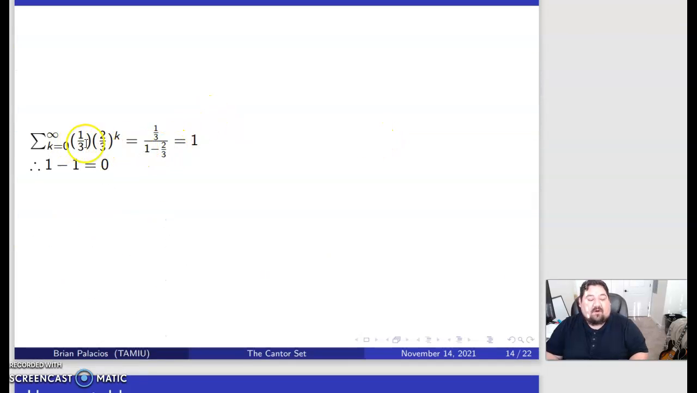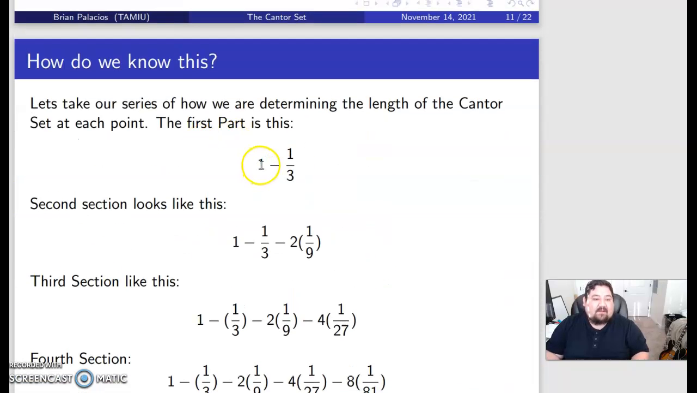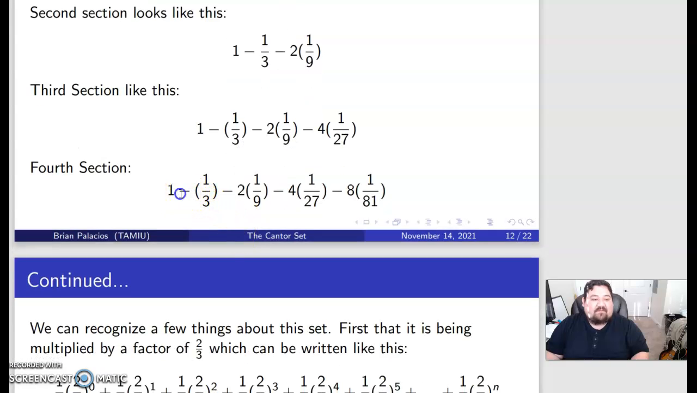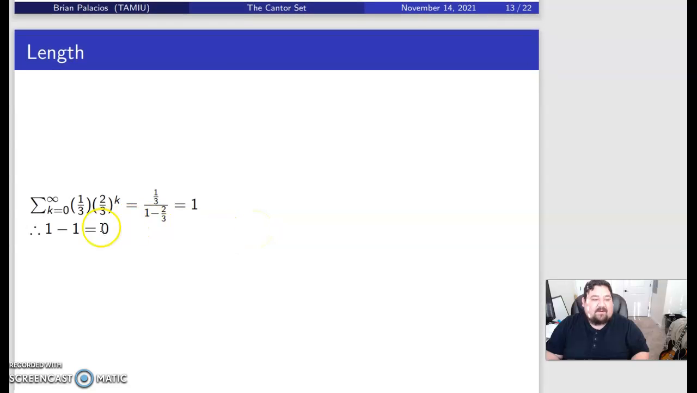So when we plug in our numbers, we get our infinite series, and it actually all sums to 1. So we're going to take our 1 that we had here in the beginning, and then we found out the sum of these numbers, and that's 1. So therefore, it will be 1 minus 1, which is equal to 0. So it has a length of 0.